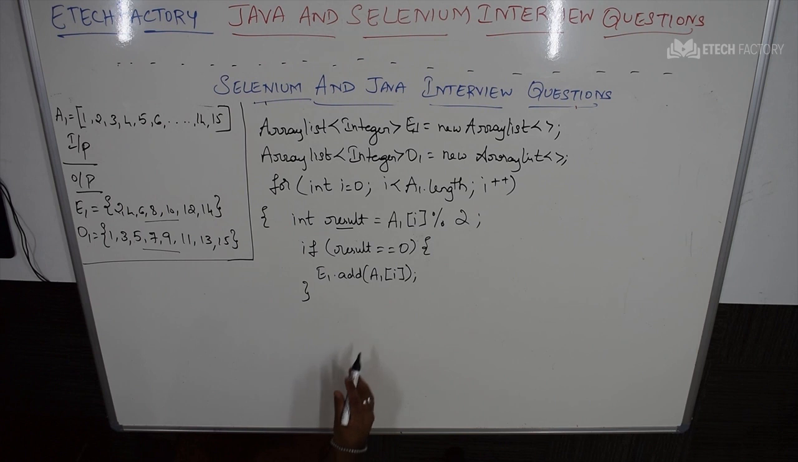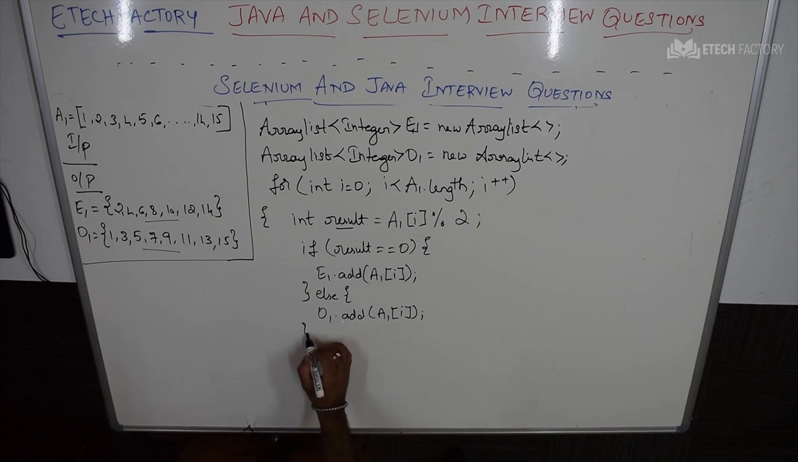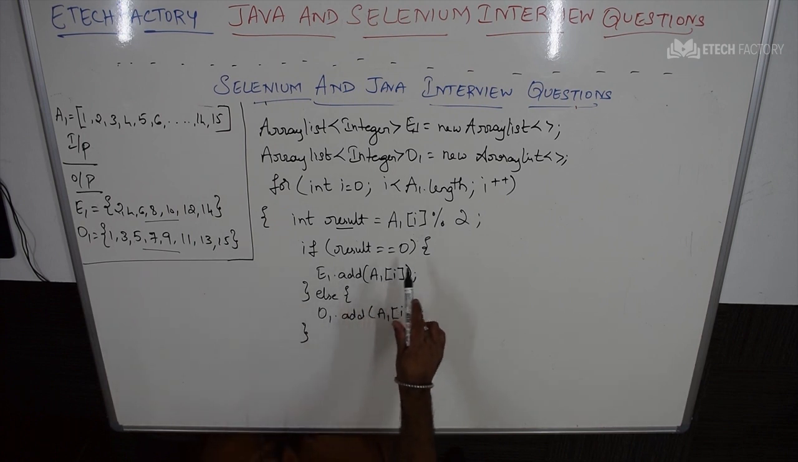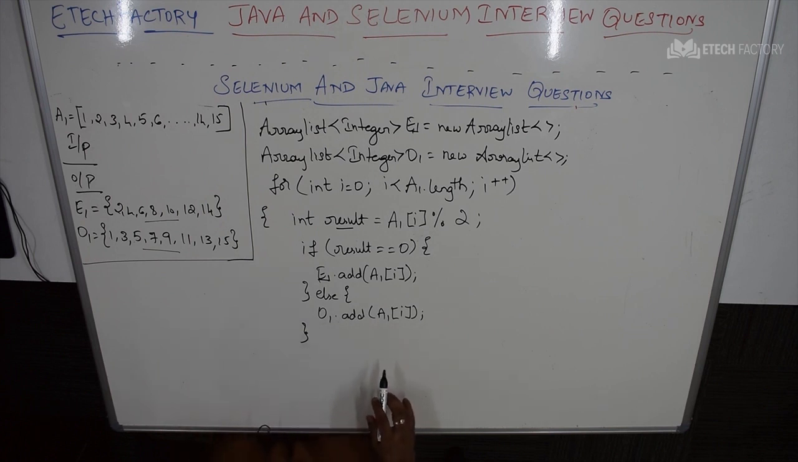Now the next thing is, if it is not equal, what is the case? So it is going to be an else condition. In this I am going to do O1 dot add of a1 of i. That means if the result is equal to 0, add it to the even number array list. If it is not equal to 0, consider that as an odd number and add it to the odd number array list. Now I am going to end this condition. I am going to end this loop also here.